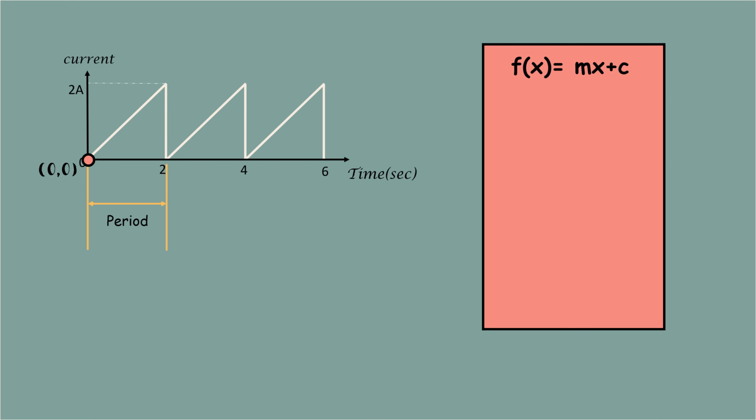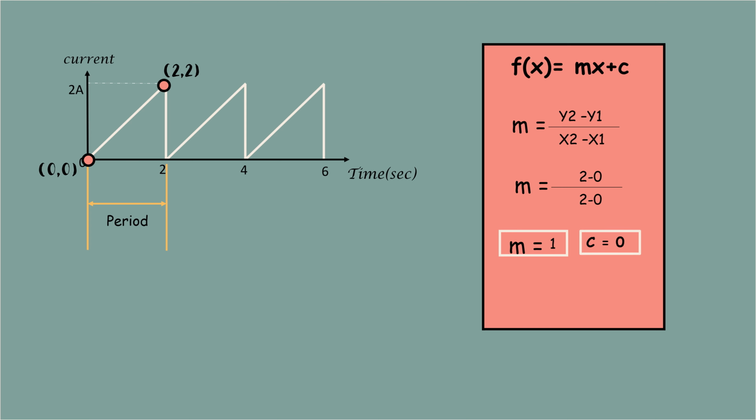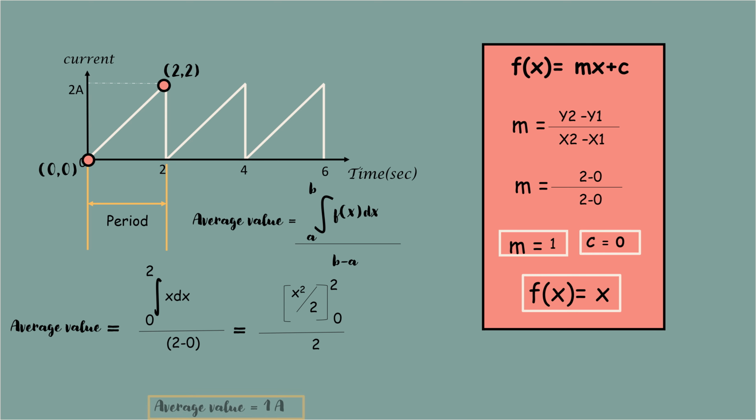The coordinate points on this straight line are (0, 0) and (2, 2). We know that the slope m is equal to y2 minus y1 divided by x2 minus x1. Therefore, m is equal to 1. Here, the y-intercept c is equal to 0. Therefore, f of x is equal to x. Applying this in our formula and integrating will give us the average current as 1 amp.